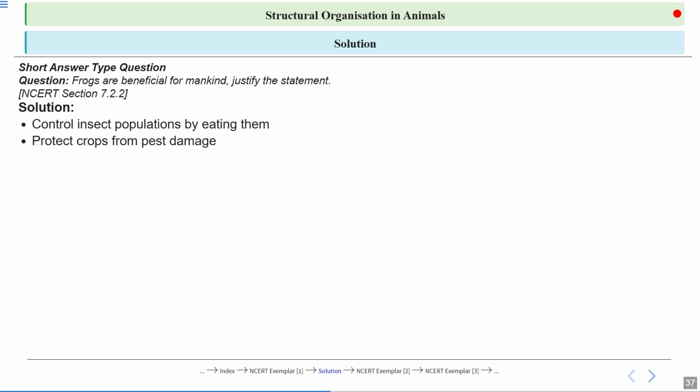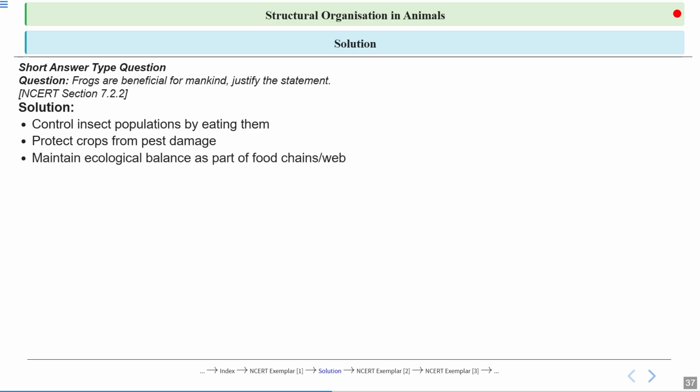Protect crops from pest damage, because these insects are eating our crops and damaging them, right? The yield reduces every year due to the attack of these insects. So these frogs eat the insects and reduce their number, and in that way they are helping our farmers.